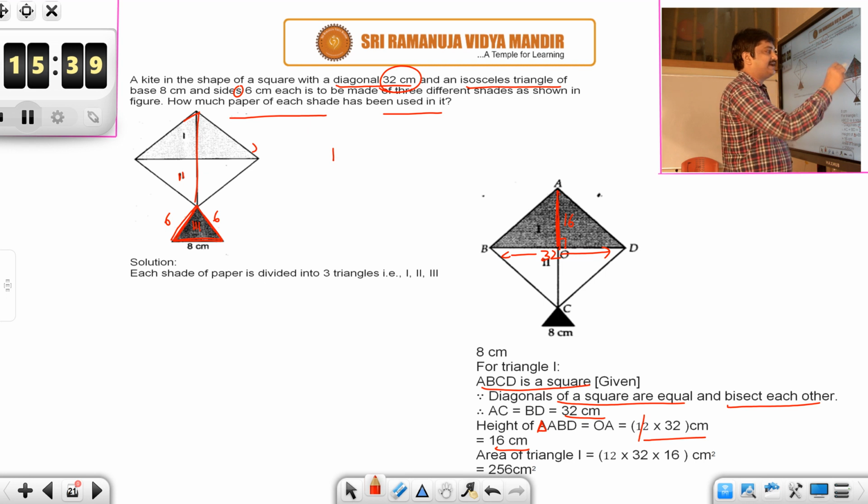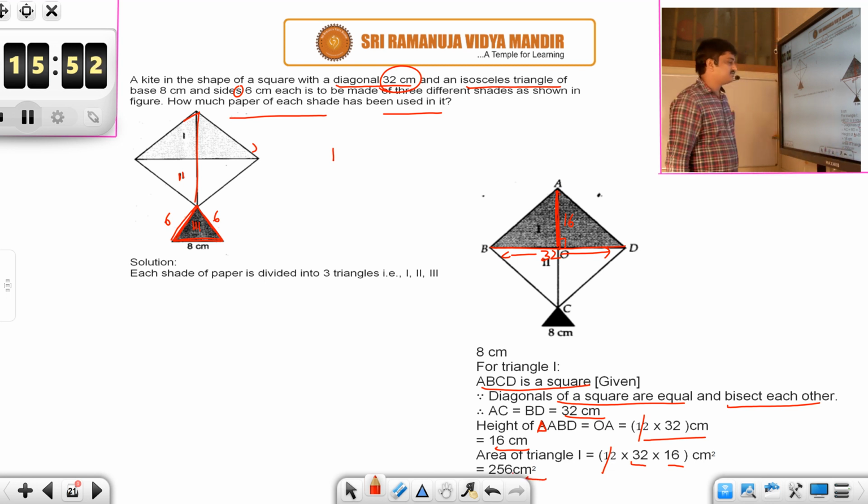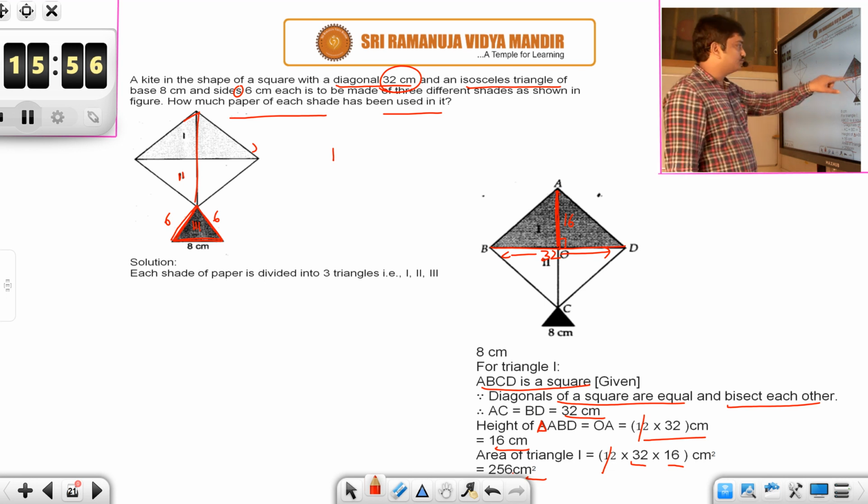So now for triangle ABD, you know the height, you know the base. So what will be the area? The area will be half base into height. So calculate, you will get 256 centimeters square. Okay. Similarly, if you look at region 2, that is the area with a different shade.